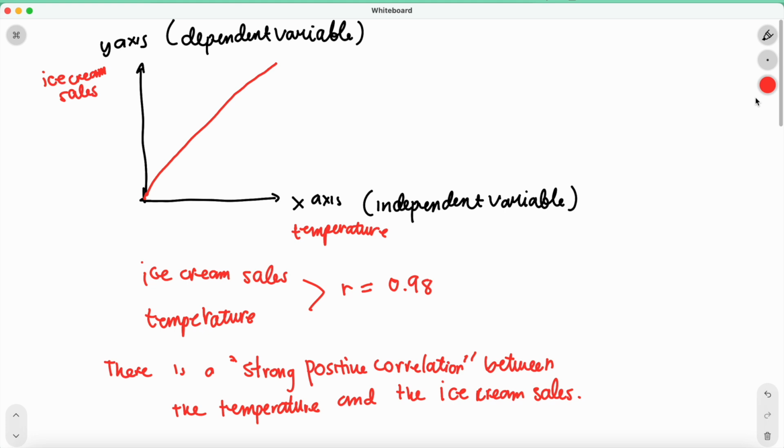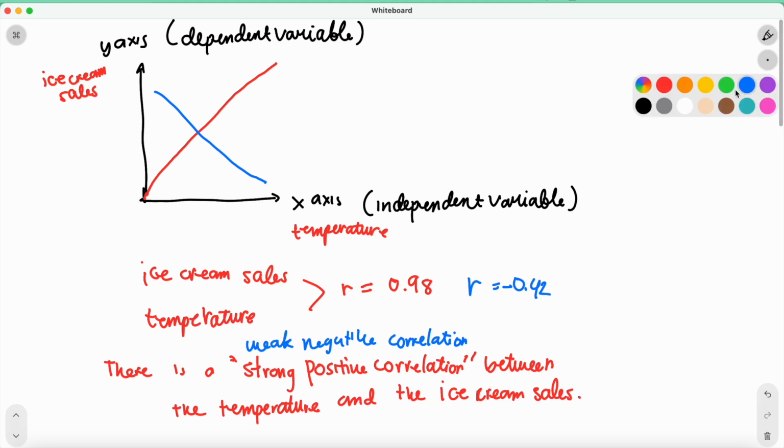Okay. What if our r is negative 0.42? So this is negative, right? So your graph may look like this, if it's a negative relationship or any value that's negative, the line goes downward. That means as x increases, the ice cream sales decrease. It could be that if it's hot outside, nobody buys ice cream. It could be that. And you can say that there is a weak negative correlation between the temperature and the ice cream sales.